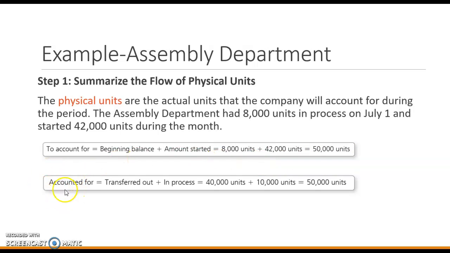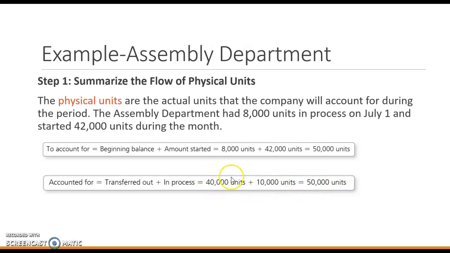Now, what did we account for? Well, we accounted for the ones that finished and got transferred out to cutting, and we can account for the ones that are still in our department. So the 40,000 that got transferred out plus 10,000 we still have in our department is 50,000. So we needed to account for 50,000, and we did account for 50,000.